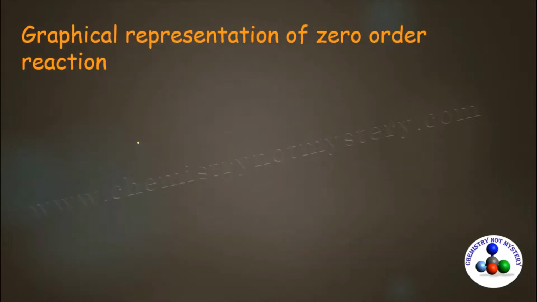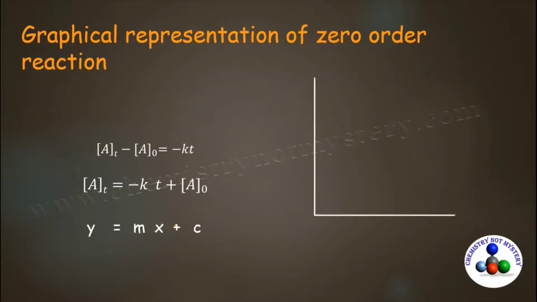Now come to another graphical representation of zero order reaction. So we have the equation At minus A0 is equal to minus kt. Now transfer this A0 term to the other side of the equation as it is negative on this side. When you transfer this term to the other side of the equation, it will become positive and you will get At is equal to minus kt plus A0. Now this equation can be compared with a straight line equation, that is y is equal to mx plus c. Now compare both the equations.